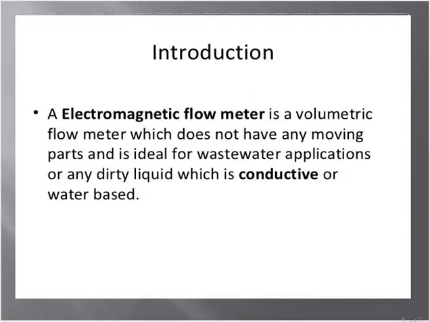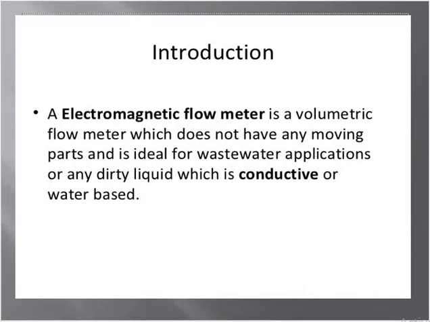We are going to measure the volumetric flow of liquid through that flow meter, and it does not have any moving parts. There are no moving parts, only magnets will be there. That's why we say that there are no moving parts.